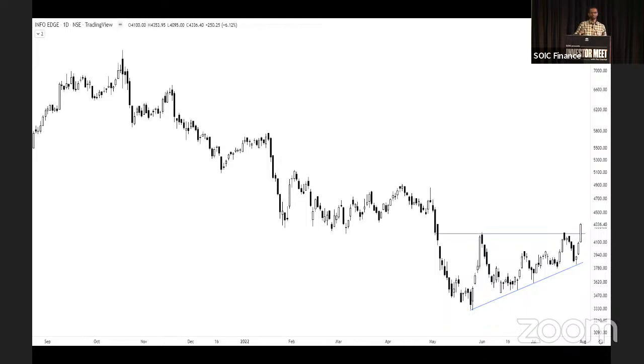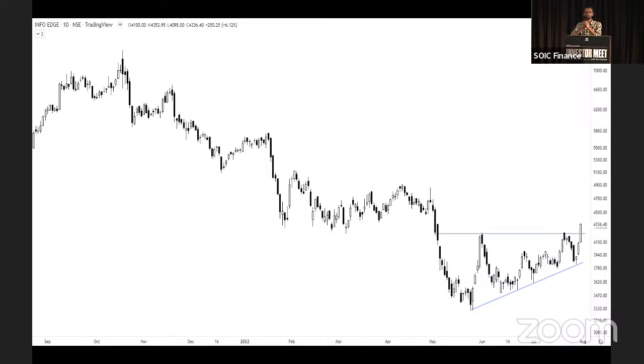Triangle patterns are basically one of the four broader themes of chart pattern: head and shoulder, cup and handle, triangle, and rectangle. In triangle, we have ascending triangle, descending triangle, and symmetrical triangle. All three can break in either direction.